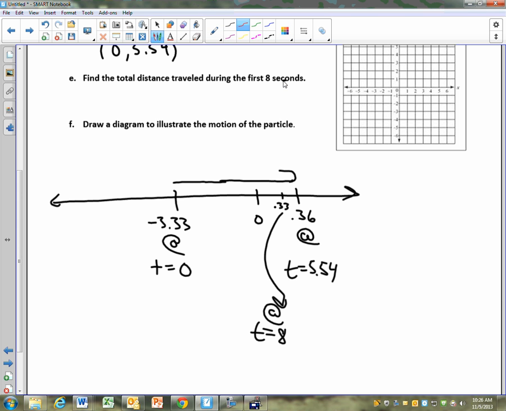Okay? So I like to break this up into segments. That's 0. So what's this distance here? 3.33. So I have 3.33. I'm going to add that to, what's this distance here? 0.36. And then how do you figure out that little sliver on the top? 0.36 minus 0.33 is 0.03. If we add that up, it looks like we get 4.02.